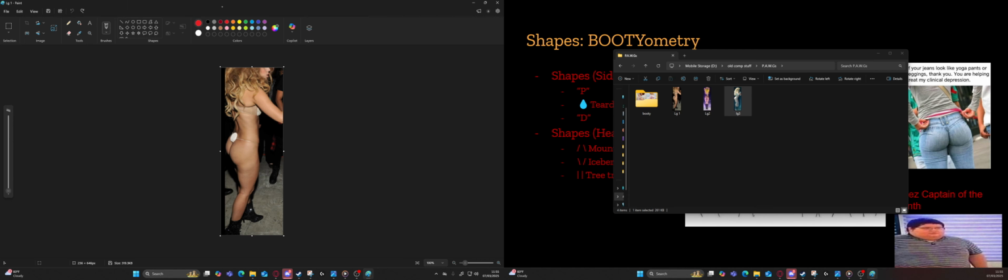So we'll do it like this, right? This is a mountain. This would be an iceberg. See, it kind of flips, right? And then a tree trunk would be more, right? A tree trunk, like I'm saying, you're looking head on, is more uniform, right? Straight up and down.